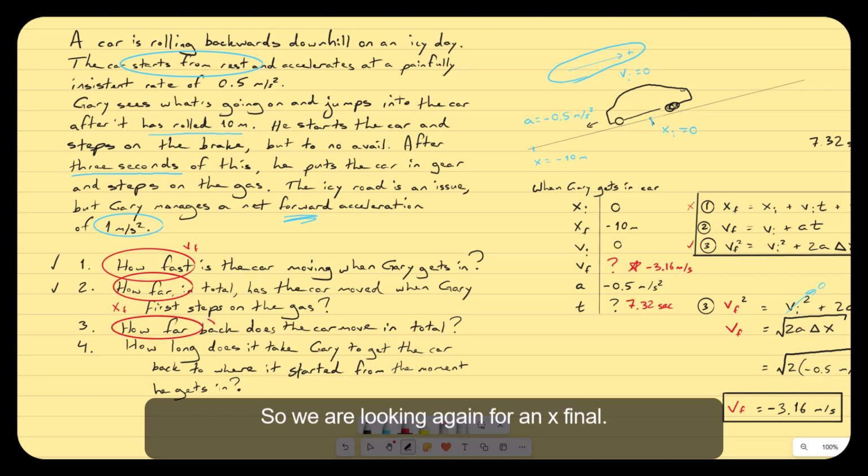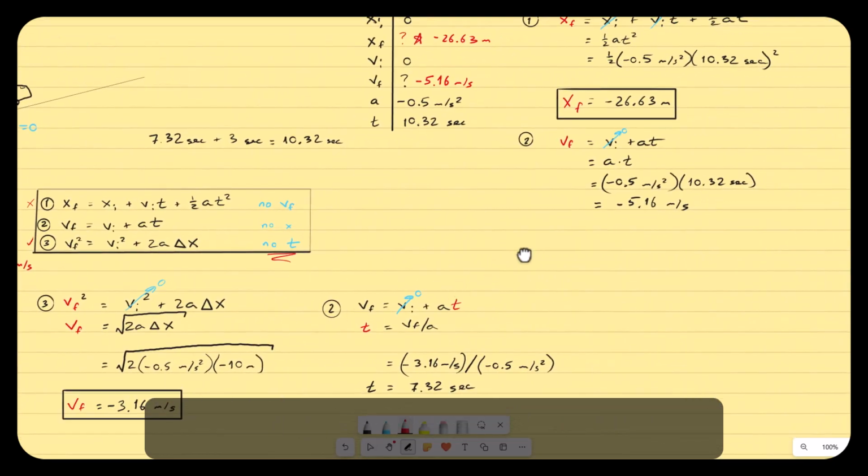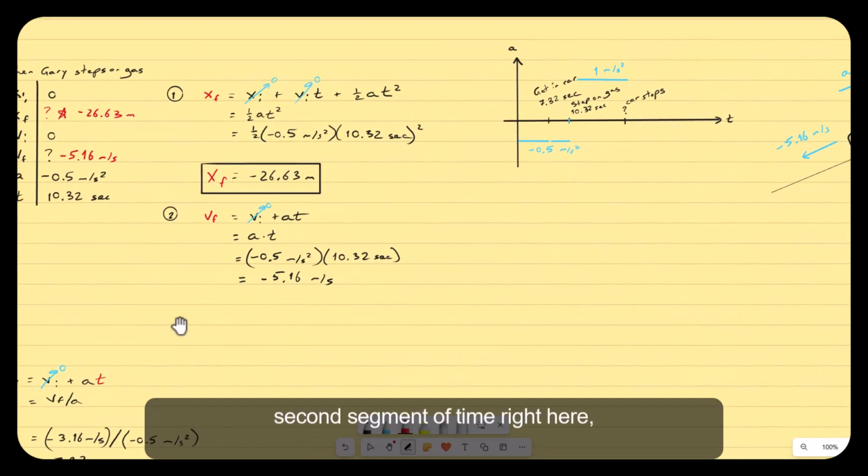So we are looking again for an x final. And the in total part tells us we're going to have some things to do. At the end of this second segment of time right here, we are at a position of negative 26.63 meters. That's when we get there.